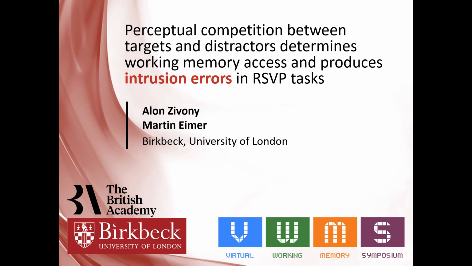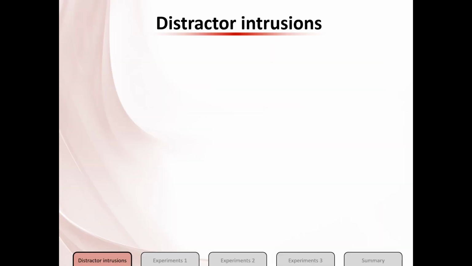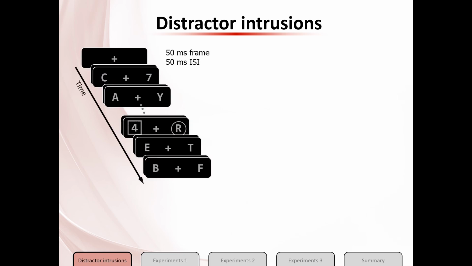Let me start the talk by introducing you to the very interesting phenomenon of distractor intrusions. Imagine that you're looking at the screen and you see a stream of letters and digits flashing one after the other. Your task is to detect and report the digit inside the square. So letters are completely irrelevant.